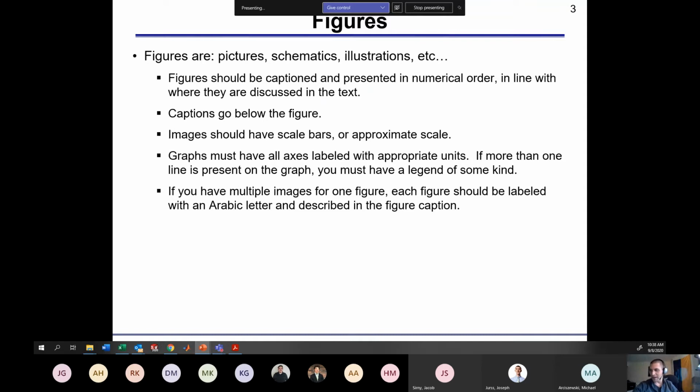So figures are pictures, schematics, illustrations, and etc. Caption in numerical order and present them in the text that way. Okay, so figure 1 in the text should appear before figure 2 in the text. And figure 1 should appear on the paper before figure 2 appears on the paper. It seems very logical, but I usually have to say that because sometimes that doesn't happen. All right. Label your graphs, label your axes. These are things I hope have been drilled into your brain since you were in high school, hopefully.